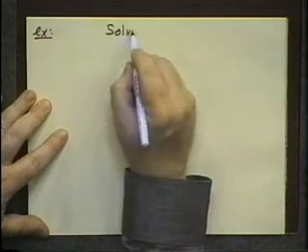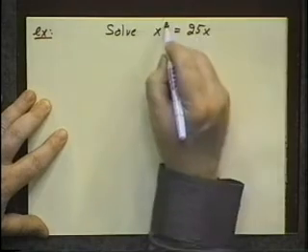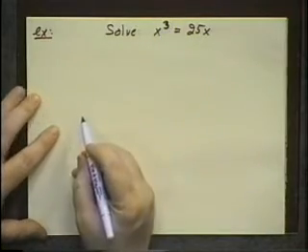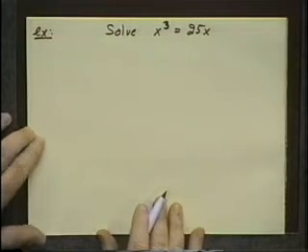Let us solve x cubed is equal to 25x. So that's a cube there. All right, this is more complicated than doing a line. And you might say, well, I don't know how to solve cubics. Well, this cubic is easy enough that we can solve it even with what little we know at this point.